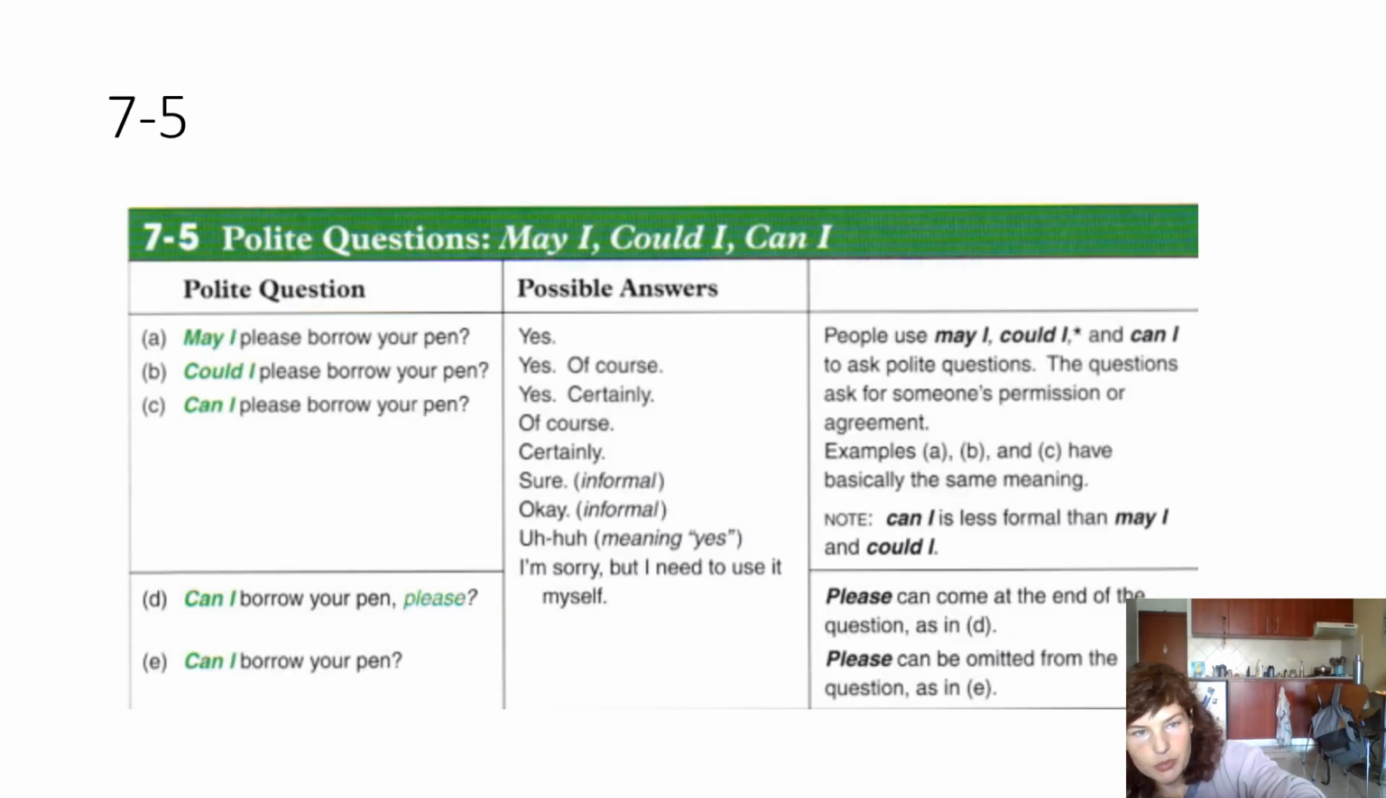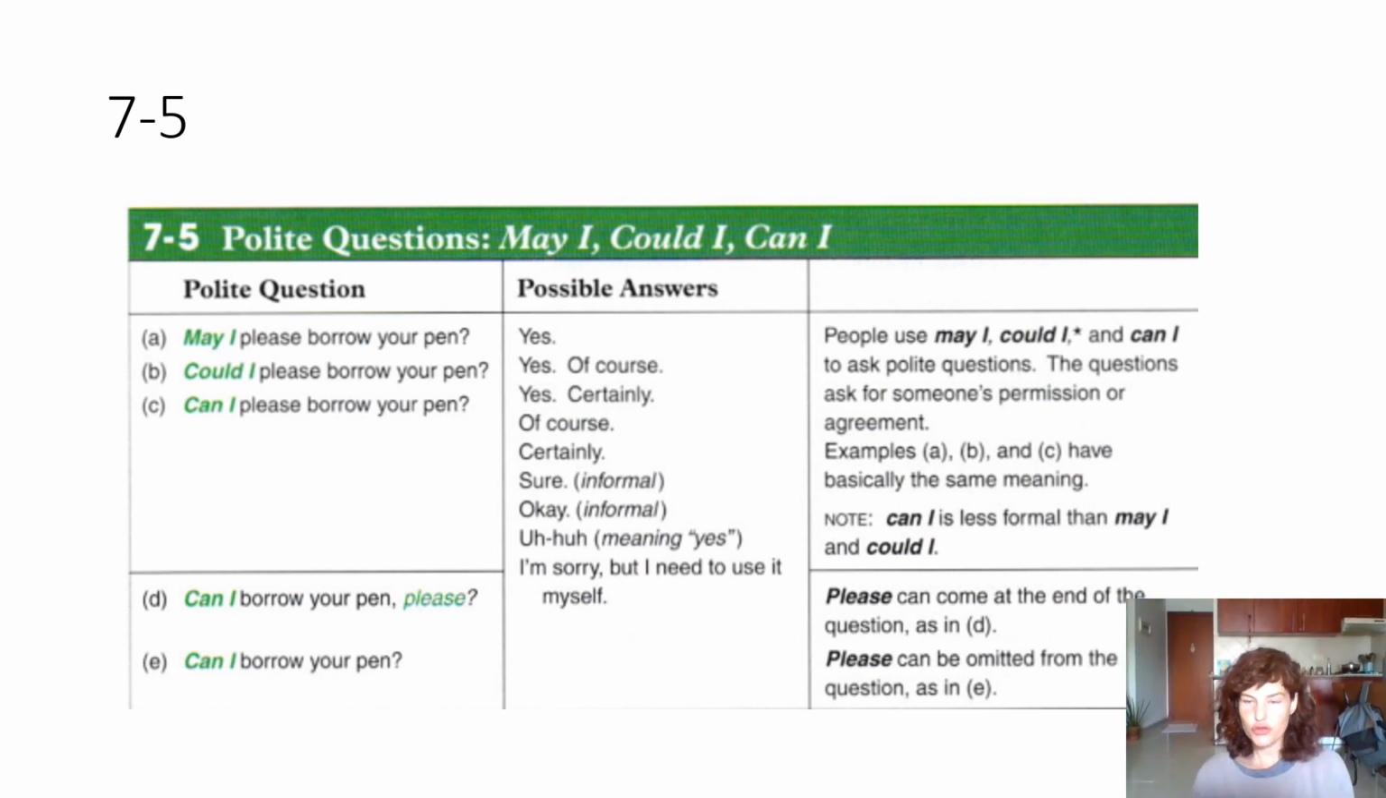So that's it. We're going to take a look now at 7.5. So 7.5 is dealing with questions that are polite, or also asking for permission, okay? So the forms we're going to be looking at are can I, could I, and may I. And spoiler, if you look at these 3 sentences, may I borrow your pen, could I borrow your pen, can I borrow your pen, the meaning is exactly the same, 100% the same, okay?